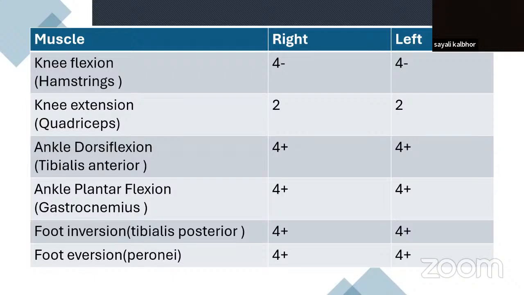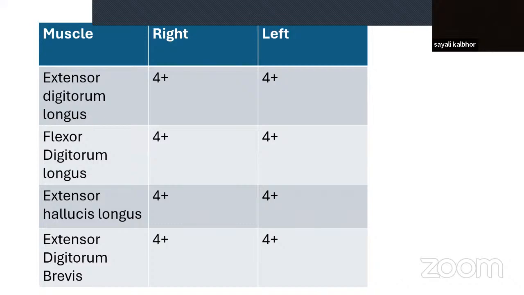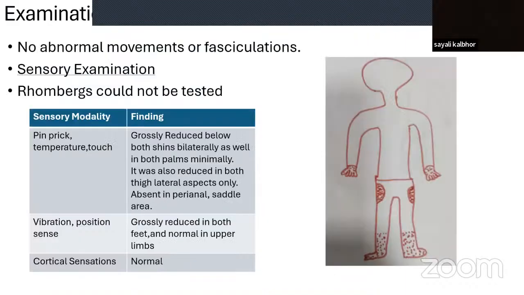Ankle dorsiflexion, plantar flexion was grade 4 plus. Foot inversion, eversion, 4 plus, 4 plus. Extensor digitorum longus was also 4 plus bilaterally. Flexor digitorum longus 4 plus. EHL 4 plus. Extensor digitorum brevis 4 plus. On further examination, no abnormal movements or fasciculations were seen.